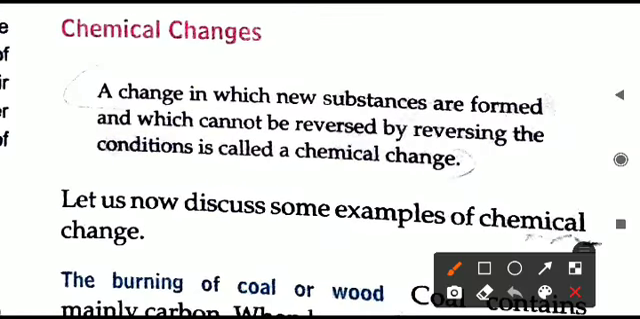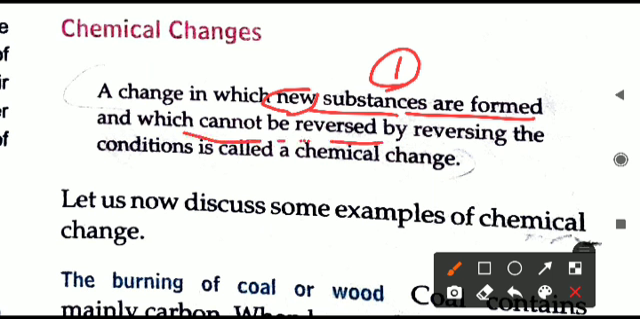A chemical change is just the opposite of a physical change. In this case, a new substance will be formed. This is one condition. And the second thing is that the change cannot be reversed. This is the second condition for this particular change. First, a new substance will be formed, some new product will be there. Second, the reaction cannot be reversed.